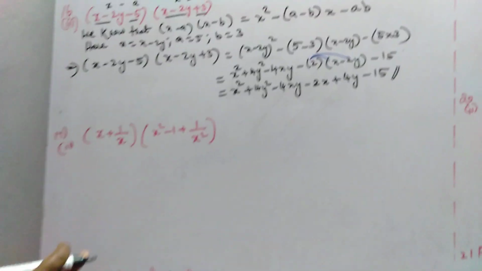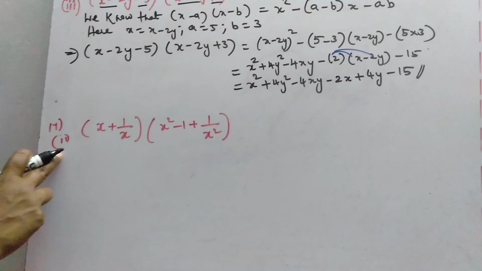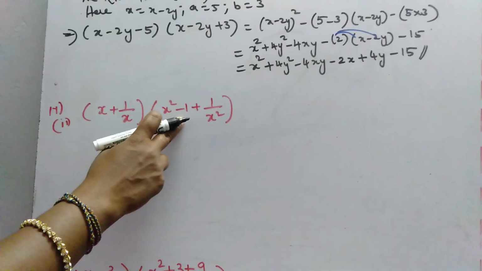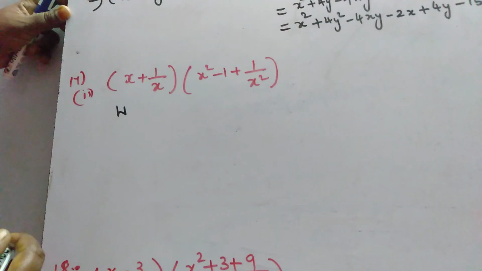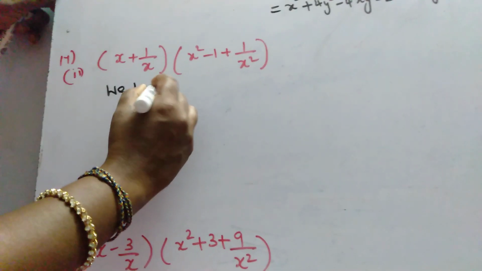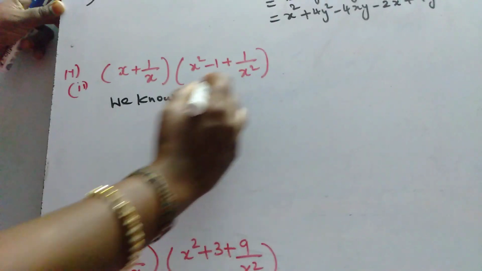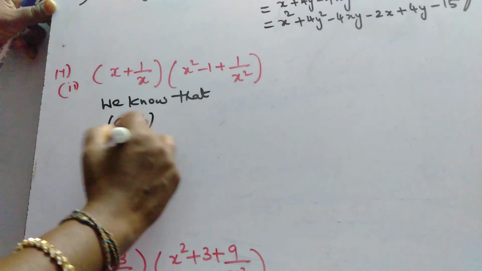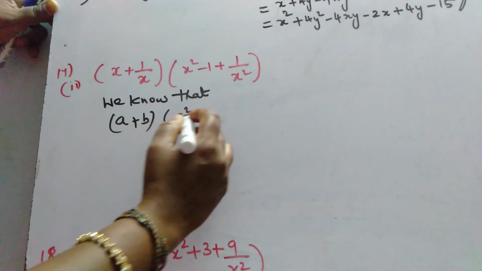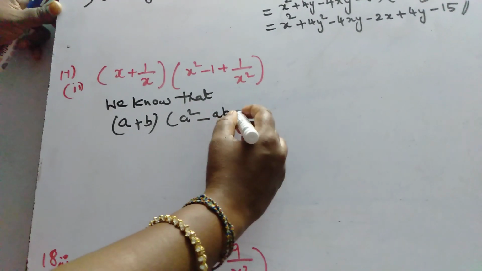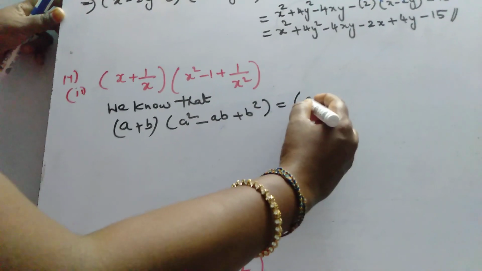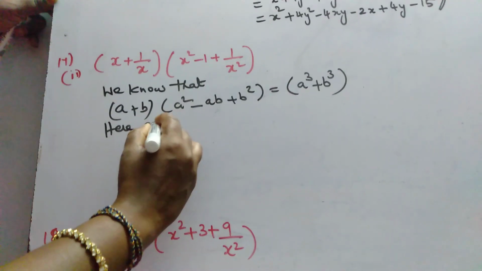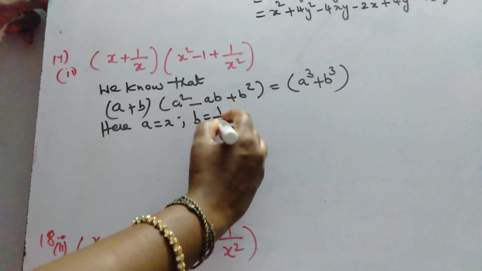Okay, let us go to the next question, which is the 17th, second subdivision. (x + 1/x)(x² - 1 + 1/x²). We know that it is the expanded form of a³ + b³. That is (a + b)(a² - ab + b²) equals a³ + b³. Right? Here a equals x, b equals 1/x.